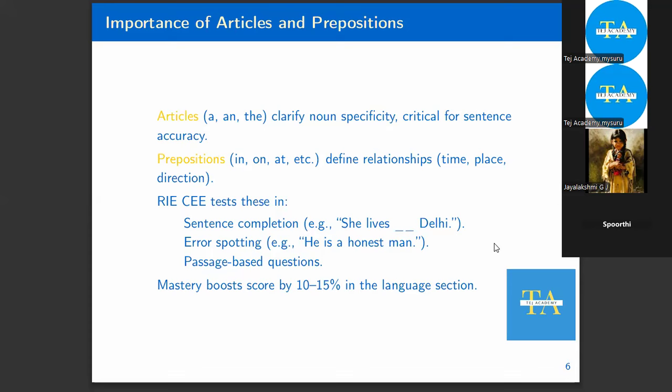In this series, we will focus on sentence completion. In the example, you can see, she lives dash Delhi. The appropriate preposition will be in, which we use while referring to places. We also have to focus on error spotting, like he's a honest man, which is actually wrong. He is an honest man, because as I told you, we should focus on sound instead of letters. H is a letter, but it sounds like, oh, honest man. That's why we use an. This kind of error spotting may also come in the exam.